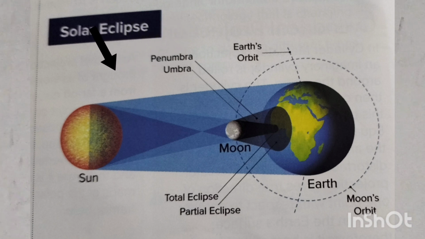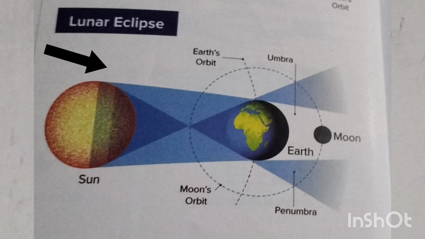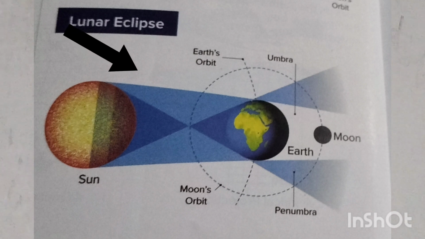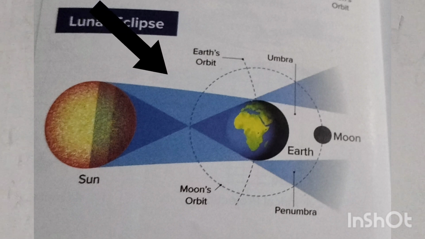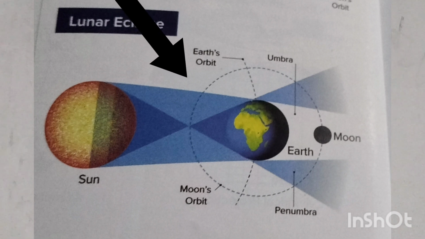Come to the lunar eclipse. Now here you can see another figure on your whiteboard. This figure is known as the lunar eclipse. In lunar eclipse, the opposite happens. In solar eclipse, in the daytime we cannot see the sun, but in lunar eclipse at night time we cannot see the moon. So how does this happen?